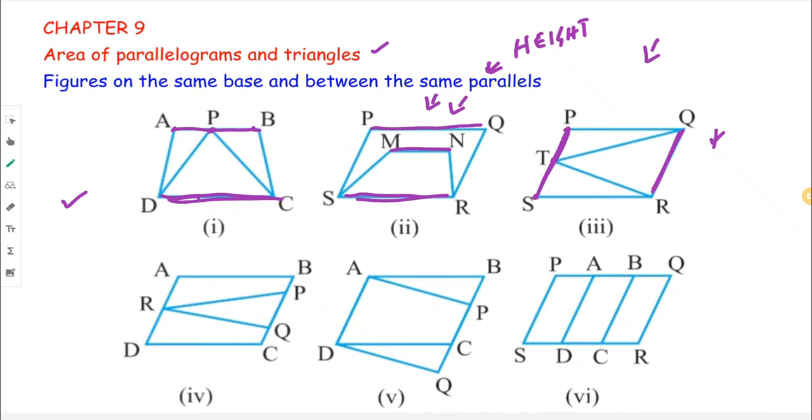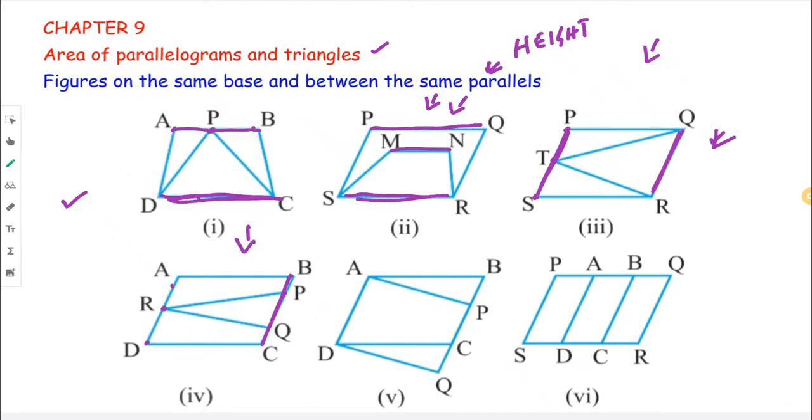Let us look at figure 4 now. Once again, a triangle and another quadrilateral, ABCD. Do they share the same base? They don't, because for the triangle, the base is from here till here, but for the parallelogram or quadrilateral, it is from here till here. Of course, they have the same height. They have the same height but not the same base.